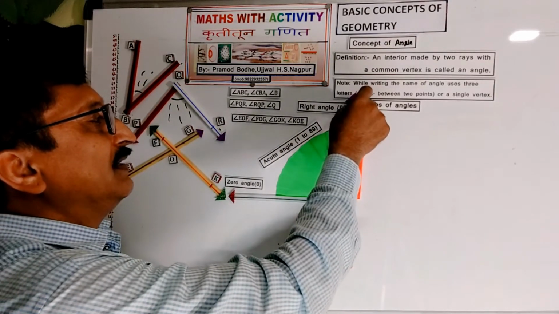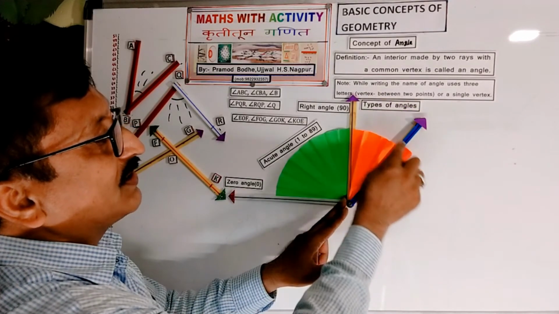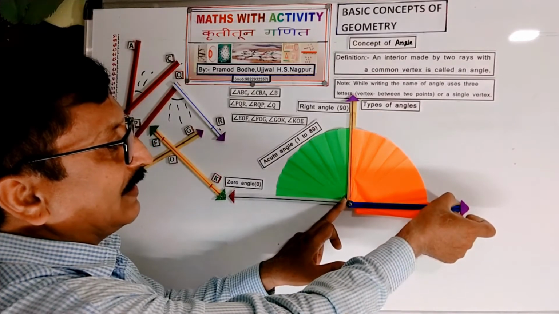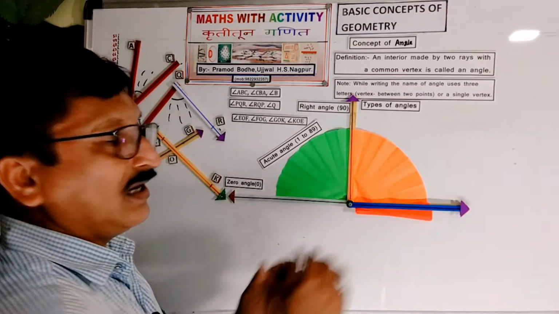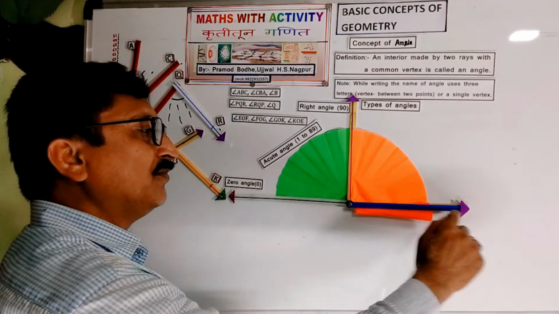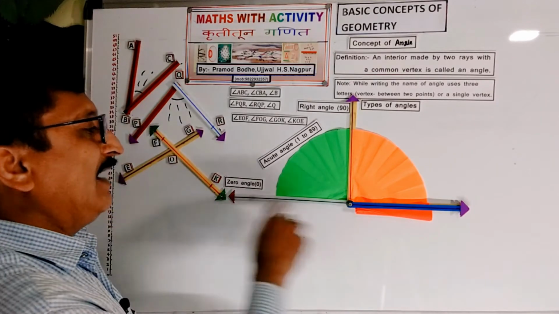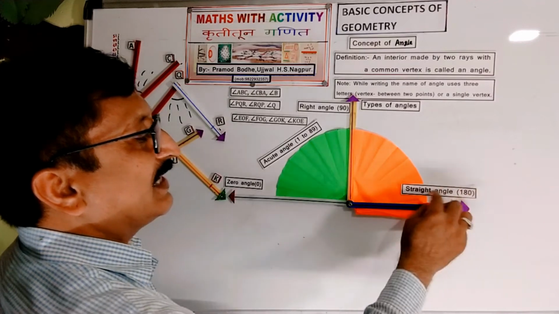Let us see what happens. We start from this. See, again there are some different types of angles forming, and if we reach the third step, see, this ray and this ray, they are opposite rays, and that means these opposite rays form a straight line, and the measure of this angle is 180 degrees, and that is said to be the straight angle.